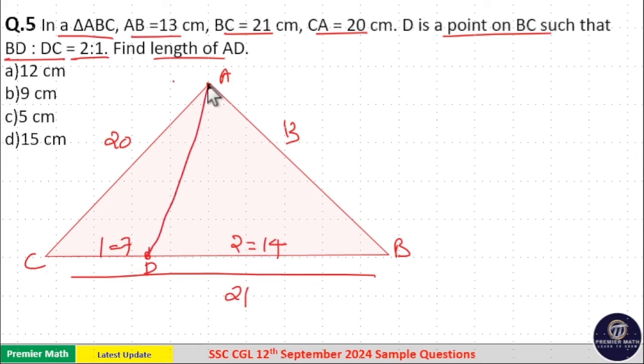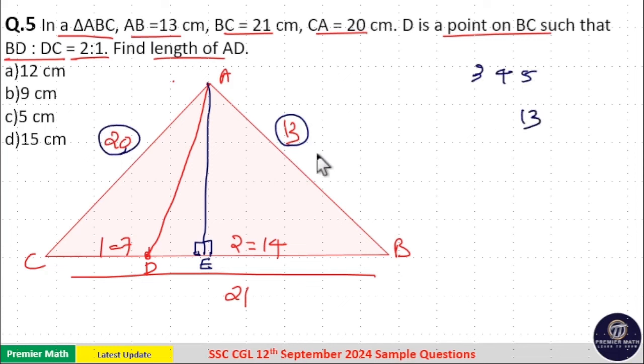Now if I draw a perpendicular to the base, this is perpendicular. That is, we got two right angle triangle. Now consider this point as E. So this altitude, that is this height is common to both the right angle triangle, and here hypotenuse is 13 and 20. Basic triplet is 3, 4, 5. So one hypotenuse 13, other is 20. 5 into 4 is 20. So 4 into 4 16 and 3 into 4 12. So 12, 16, 20.